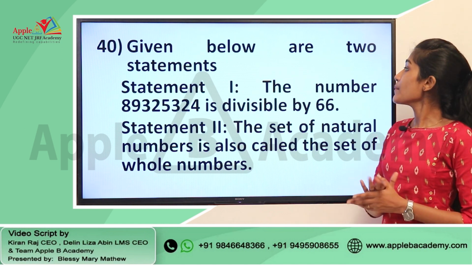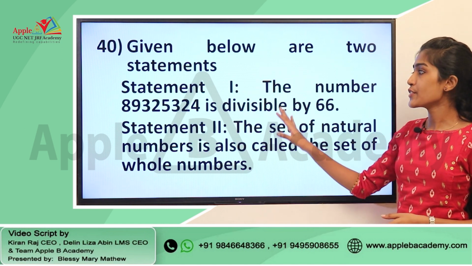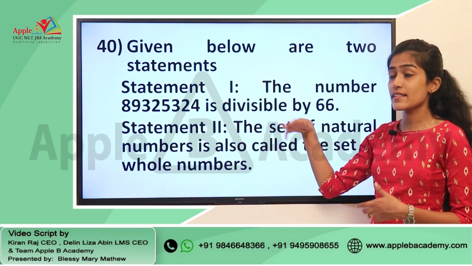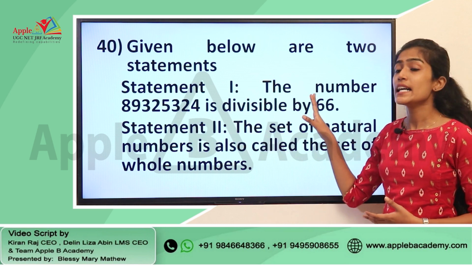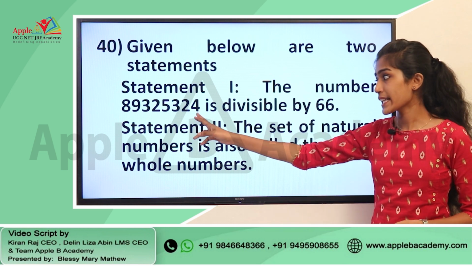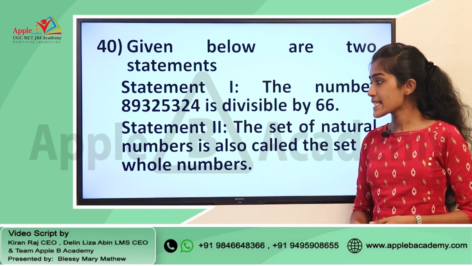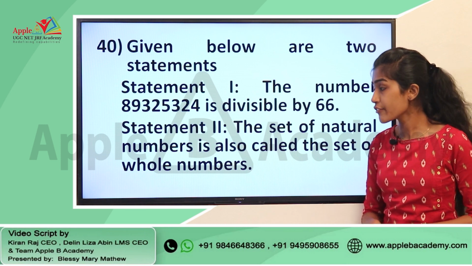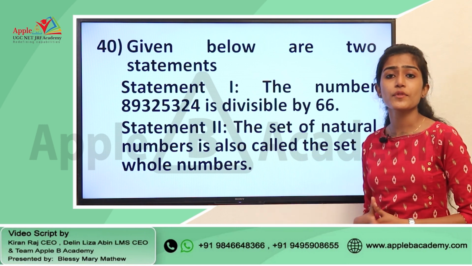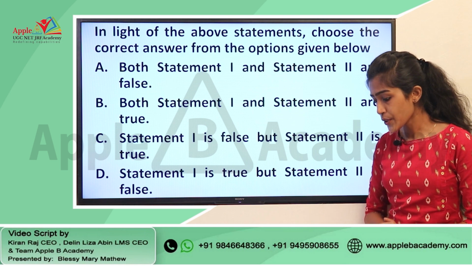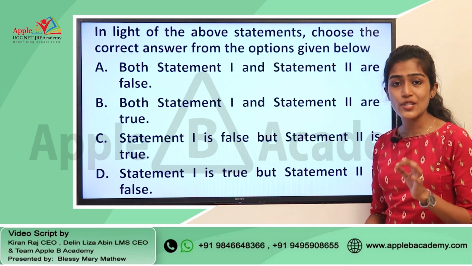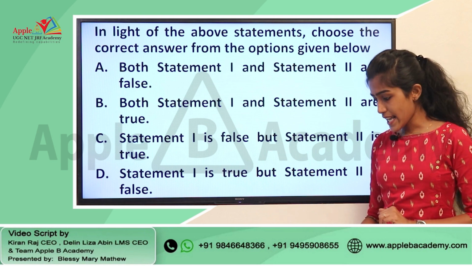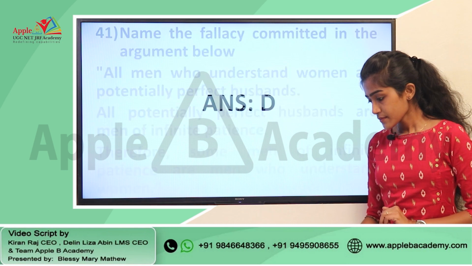Next question, given below are two statements. In statement 1 we have a number, and the statement states that this number is divisible by 66. In statement 2 we have the set of natural numbers is also called the set of whole numbers. Again, this is from the module Mathematical Reasoning and Aptitude. So, the right answer for this question is option D. Statement 1 is true, but statement 2 is false. So, the right answer is option D.